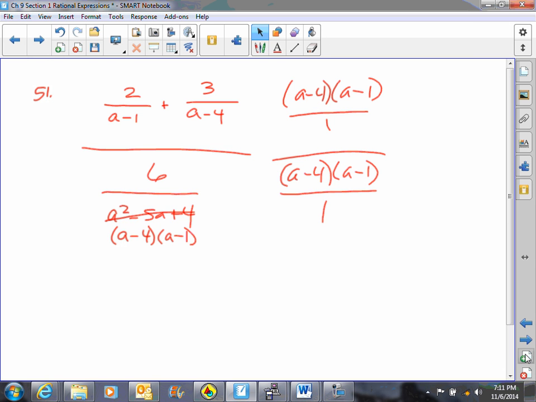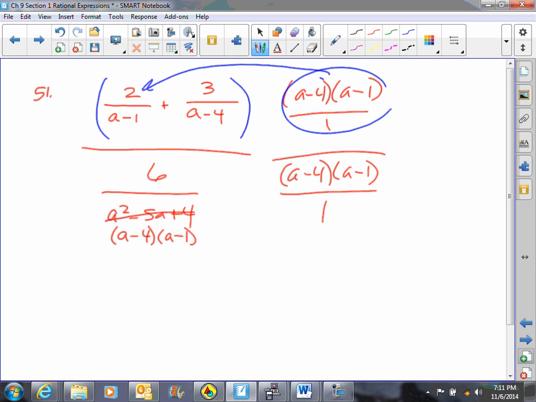Now, the numerator is a binomial, so this has to be distributed over both of the terms. When we multiply 2 over a minus 1 by a minus 4, a minus 1 over 1, the a minus 1's will cross cancel and we'll be left with 2 times a minus 4. When we multiply a minus 4, a minus 1 over 1 times 3 over a minus 4, the a minus 4's cross cancel and we're left with 3 times a minus 1. And this is all over 1 because all of our denominators have canceled.